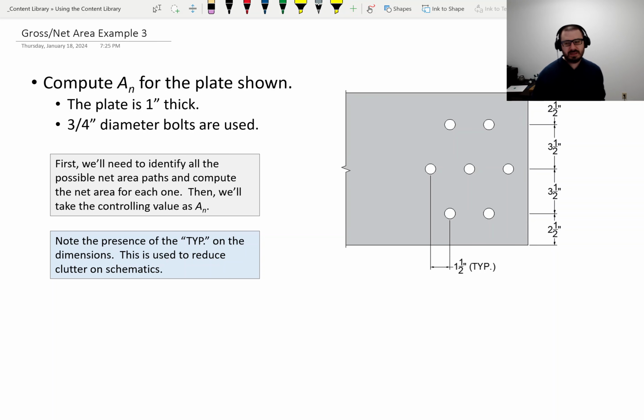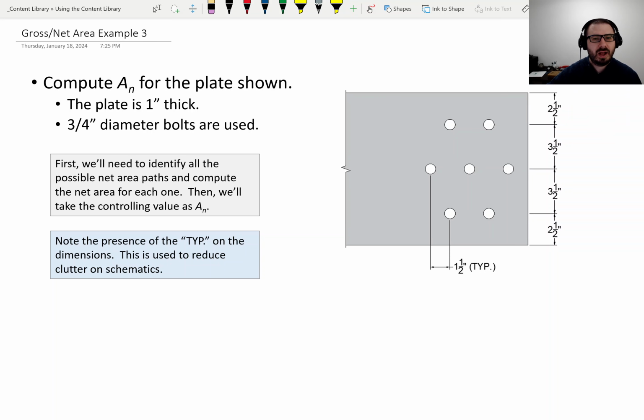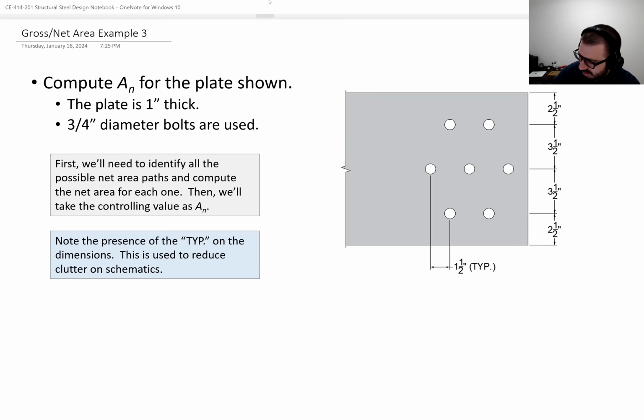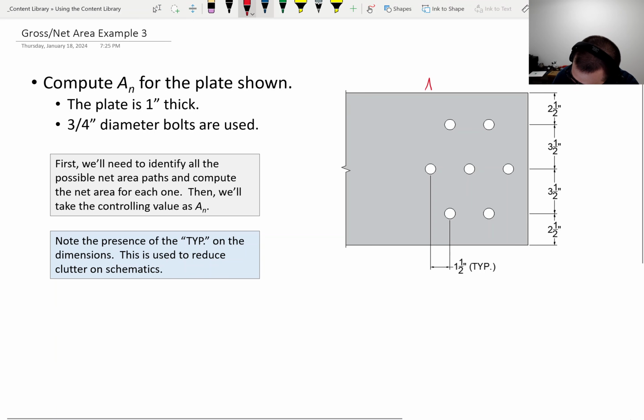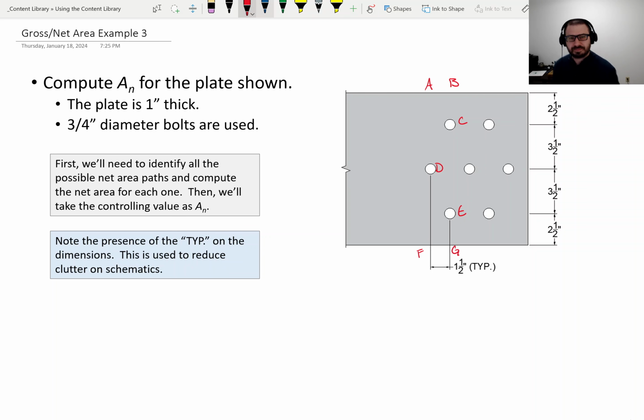Now, what we're going to do with this problem is identify the gross area, and then identify our bolt parameters. But really the big thing is we need to identify all of the potential failure paths. So I'm going to put some naming on here just to make sure we're all clear. Let's do A, B, let's name this C, D, E, F, and G, just so we have all of our potential paths laid out.